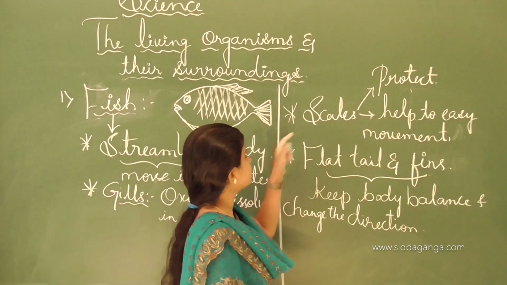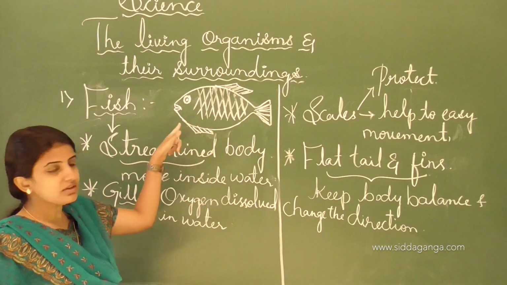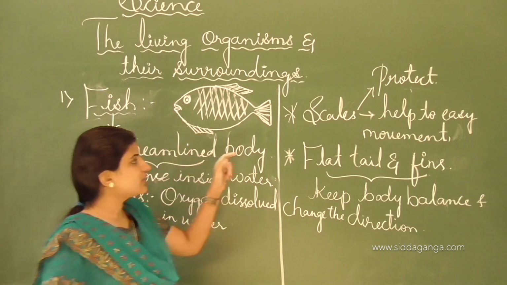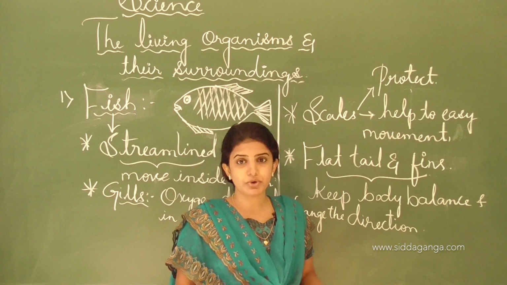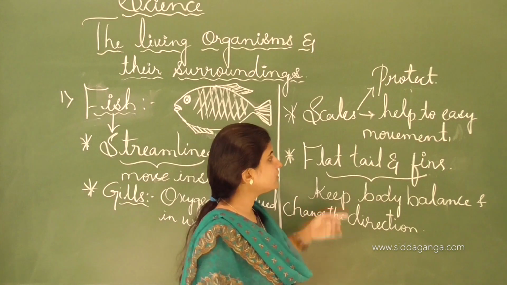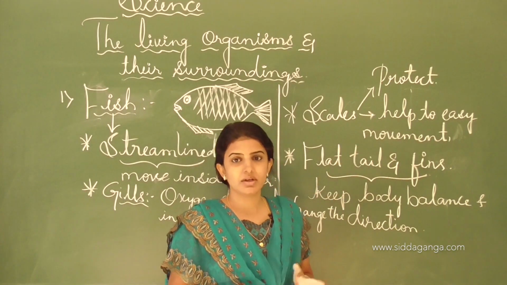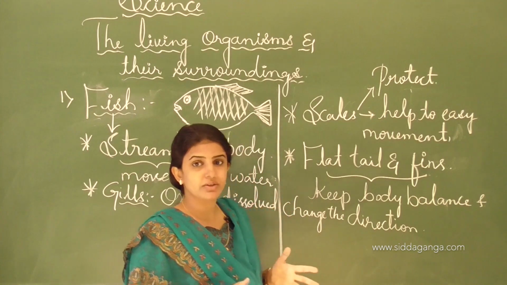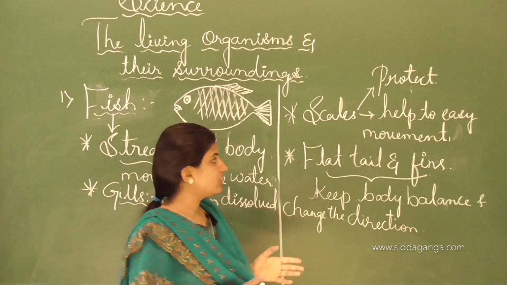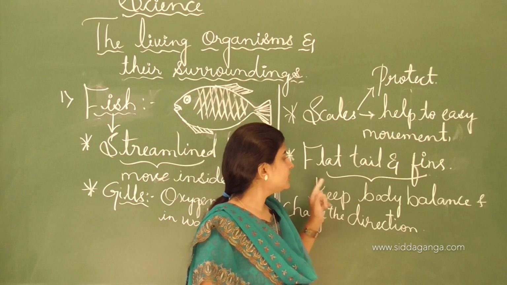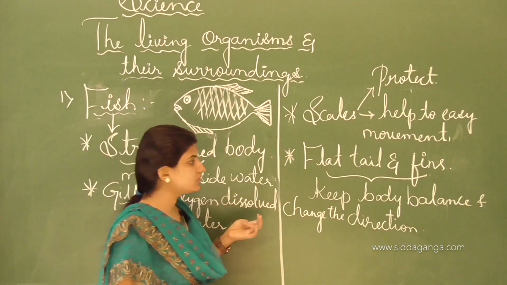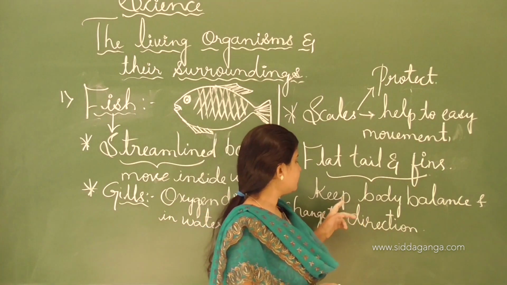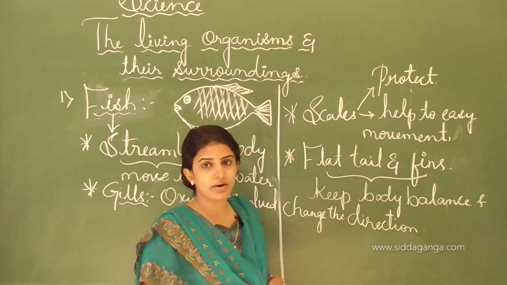And scales are usually present on the body surface, and these scales are slippery to touch and provide protection for the fishes and also help easy movement. And the fishes have a flat tail and also flat fins, which keep the balance in the water.